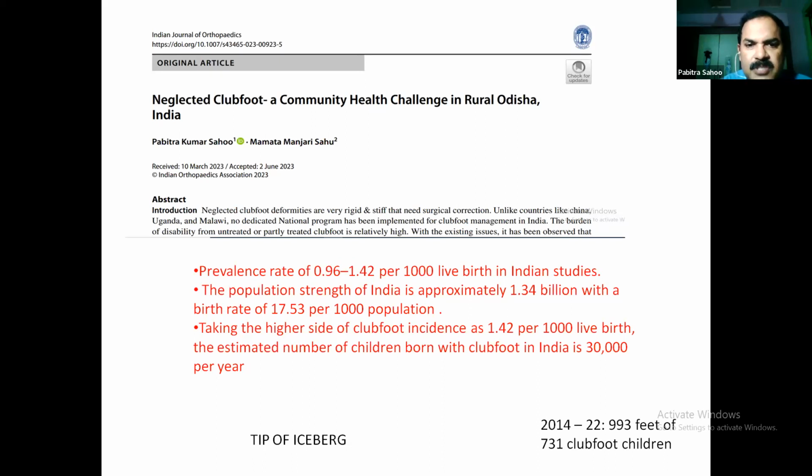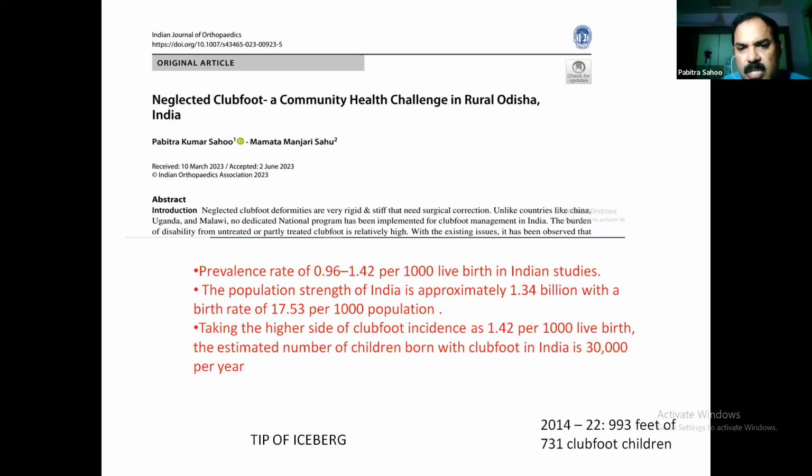We have shown that the prevalence rate in Indian studies is 0.96 to 1.42 per 1,000 live births, and as per Niti Aayog, the population of India is approximately 1.34 billion with a birth rate of 17.53 per 1,000 population. Taking the higher side of clubfoot incidence, 1.42 per 1,000 live births, we calculated that the estimated number of children born with clubfoot in India is 30,000 per year. The same magnitude of problem we are not getting at our institution level, but the magnitude is quite high in the rural sector, all because of lack of awareness among health professionals.